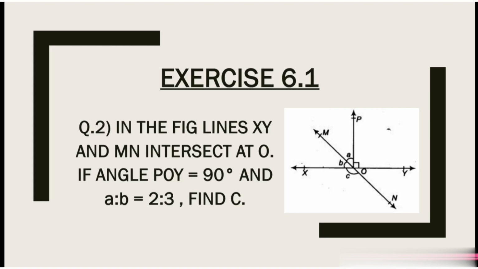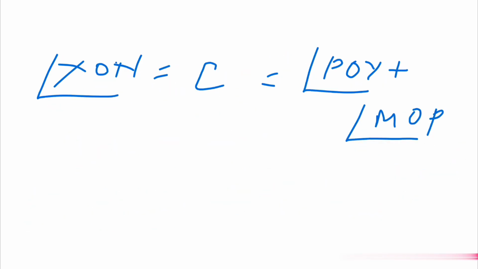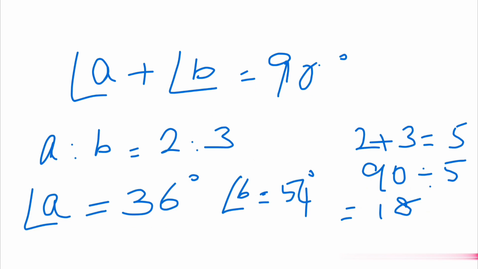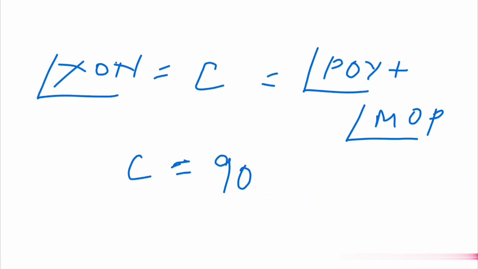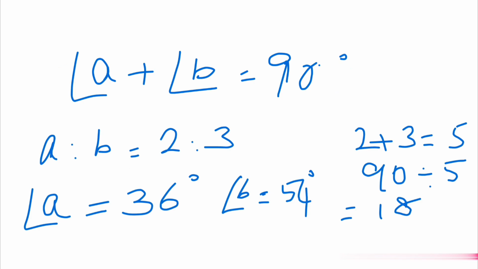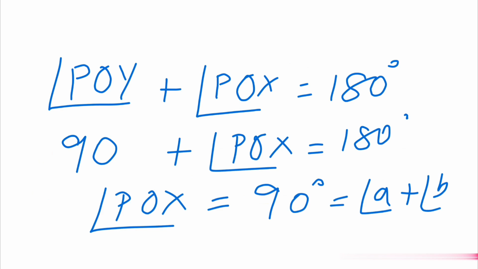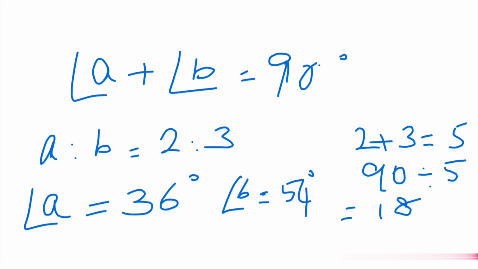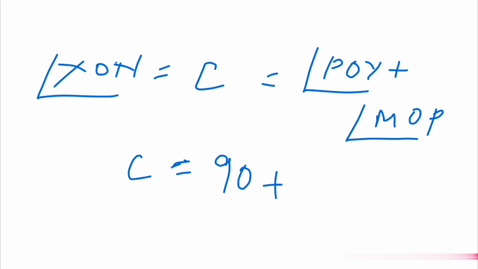Now we know the values. So c and angle XON, whatever it is, both are the same. They asked us to find the c value only in our question. Angle POY, what we got, is 90 degrees. We know that. 90 degrees plus MOP. Angle MOP is represented as a in your question. The value of a which we found now is 36. So 90 plus 36 will give you the value of c.